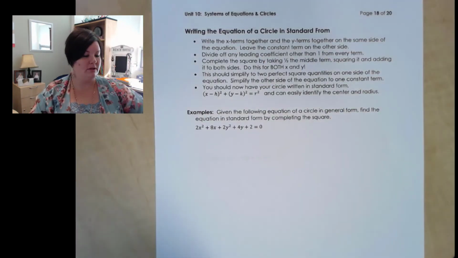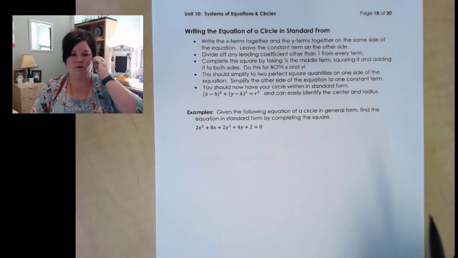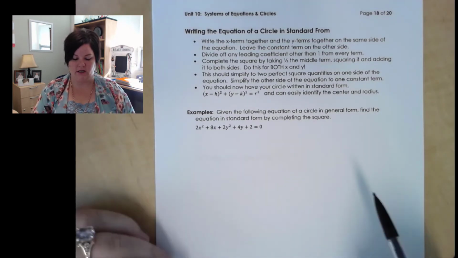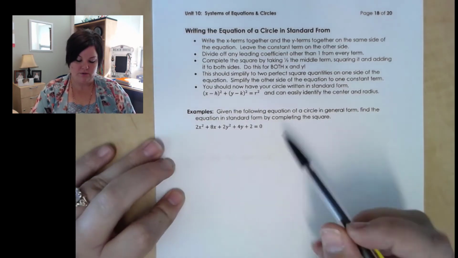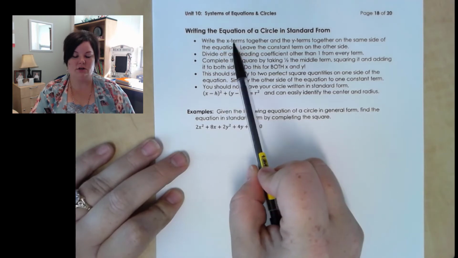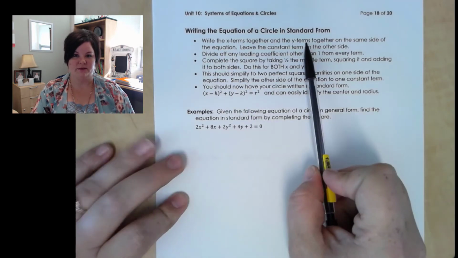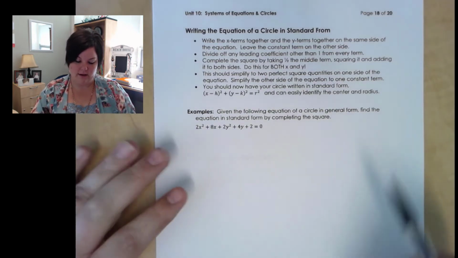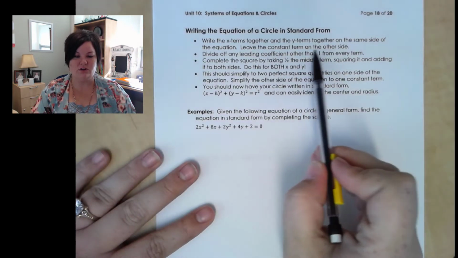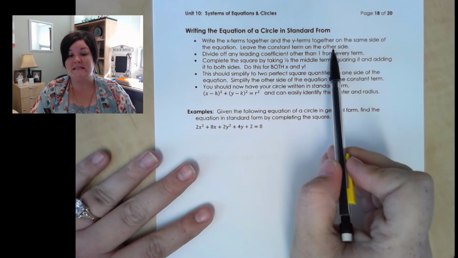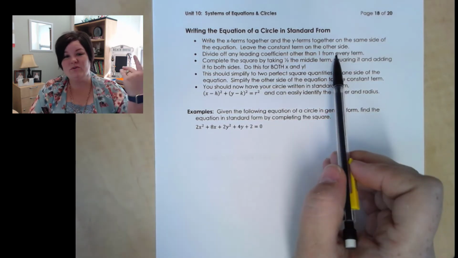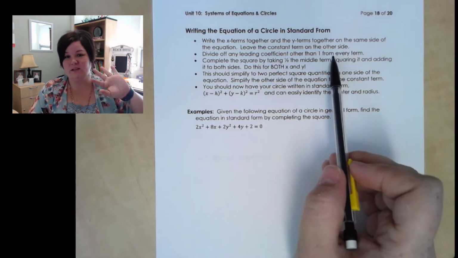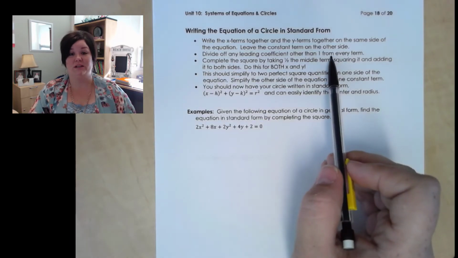We're going to use completing the square. And here are our steps. I'm going to read through them really quick and then we'll just kind of talk about them as we go. Okay, so the first thing we want to do is make sure all of our x terms are written together and our y terms are written together. Because if we can have them side by side, it just makes our life a little bit easier. Okay, and then we want to leave the constant term on the other side of the equation. Or if it's not on the other side, we want to move that constant term to the other side because we don't use it to complete the square.